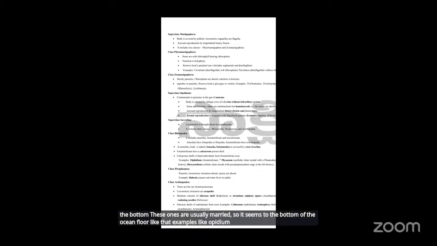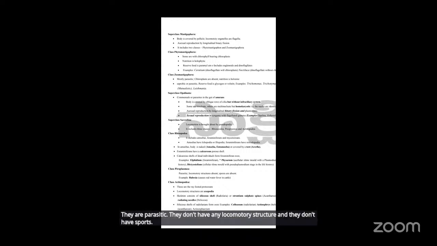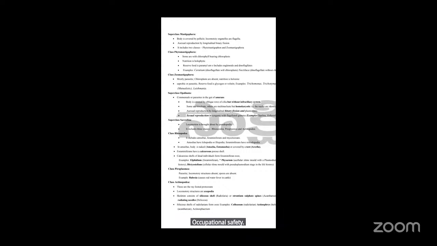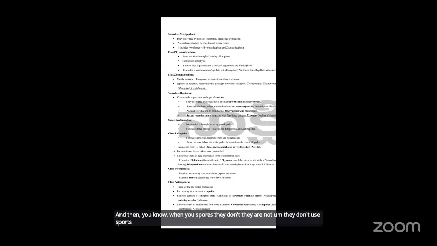Examples are Ophidium, Tharium, Dictyostelium. Let me keep going. Plus Piroplasmia. They are parasitic, they don't have any locomotory structure, and they don't have spores. Parasitic means they rely on a host for their sustenance. They don't have cilia, flagella, or pseudopodia, and they don't have any spores. An example is Babesia, which causes red water fever in cattle.